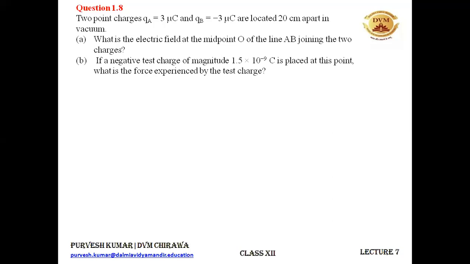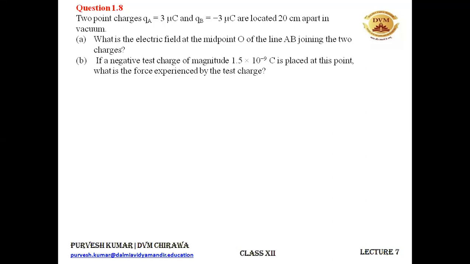In question number 1.8, it says that there are 2 point charges. One is QA with magnitude 3 microcoulomb, and the other one is QB with magnitude minus 3 microcoulomb. They are located 20 centimeter apart in vacuum. In the first part, the question is asking what is the electric field at a point O, which is the midpoint of the line joining AB.